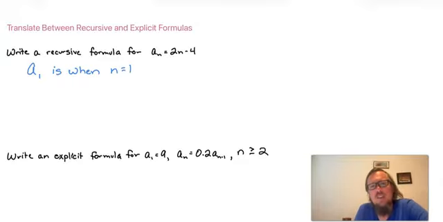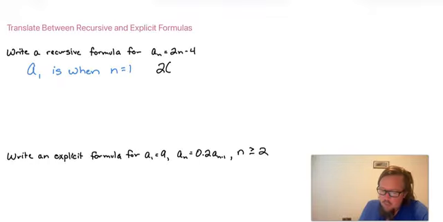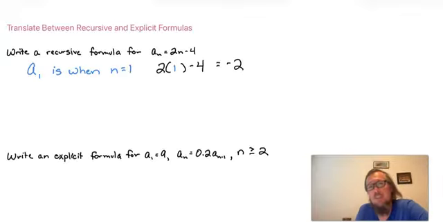So for us to find the first value, we have to substitute into this formula a value of 1 for n. 2 times 1 minus 4. And 2 times 1 minus 4 is -2. So our first value is actually -2.